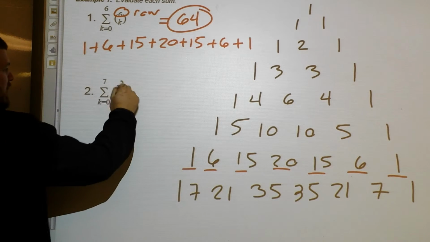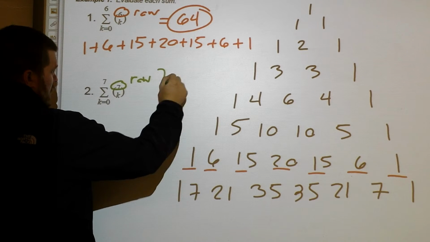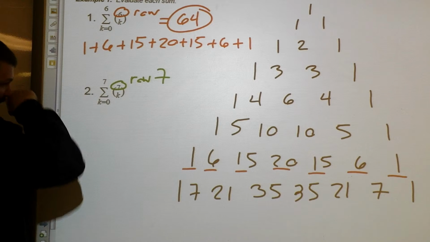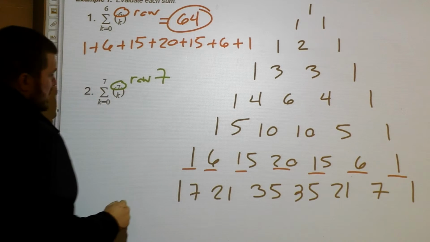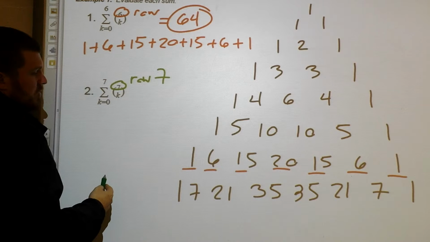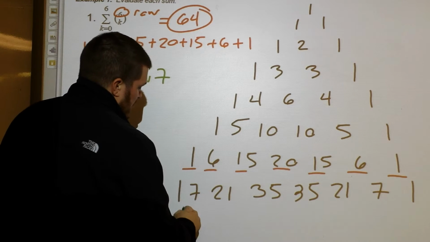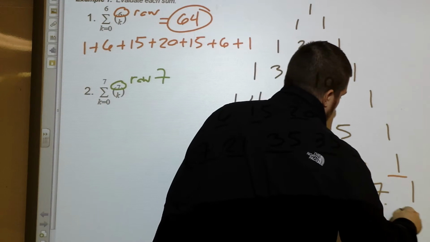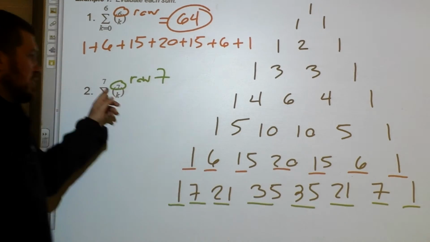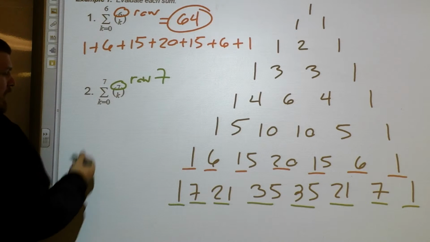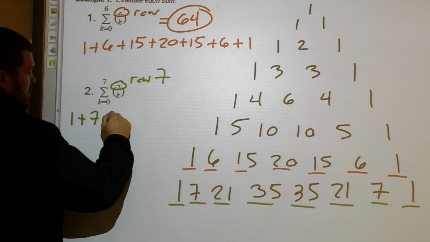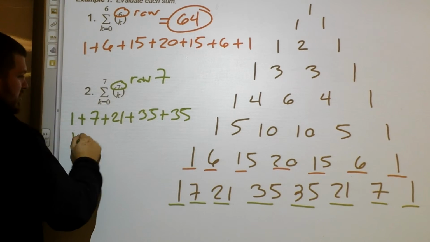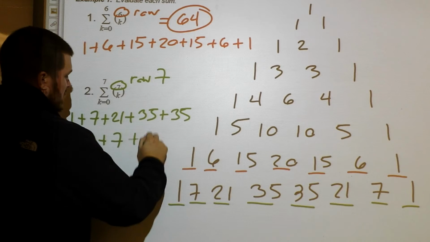For the next one, I'm in row 7. And I'm going to go from the 0 deep to 7 deep within the 7th row. So again, here's the 7th row of Pascal's triangle. I need to first figure out my sequence that I'm trying to add up. So 0 position, first position, second, third, fourth, fifth, sixth, seventh. That's the sequence I'm trying to add up in this problem. So I have 1 plus 7 plus 21 plus 35 plus 35 plus 21 plus 7 plus 1.